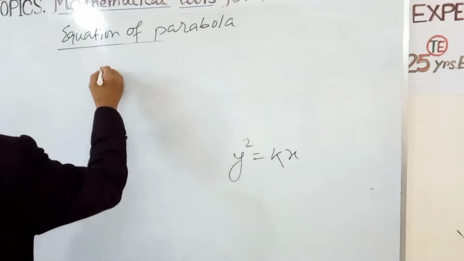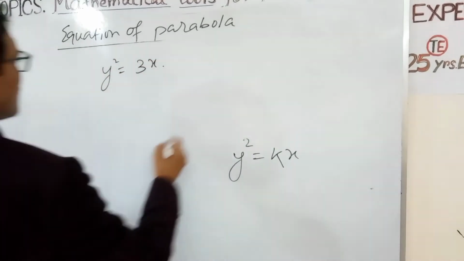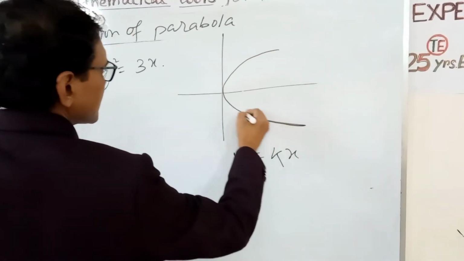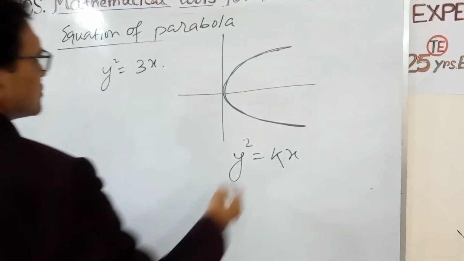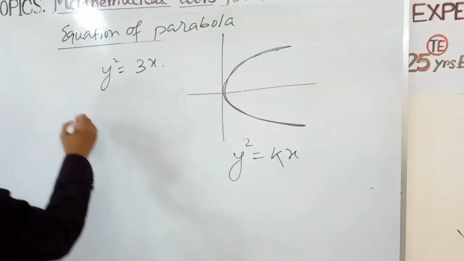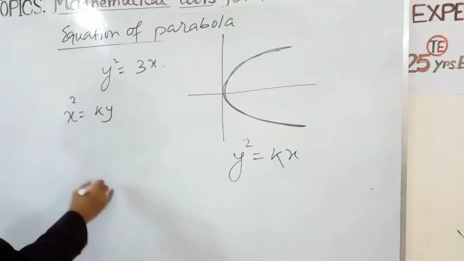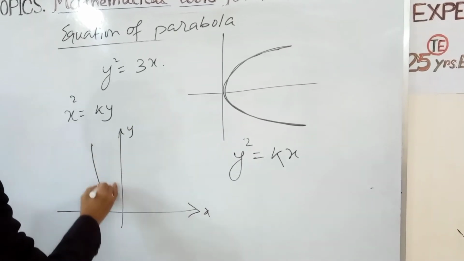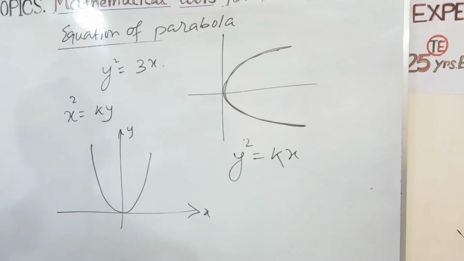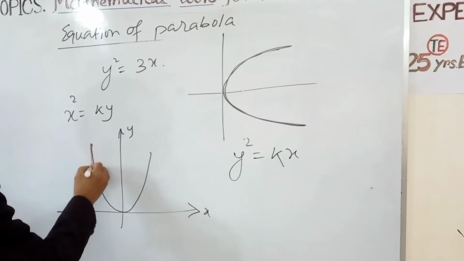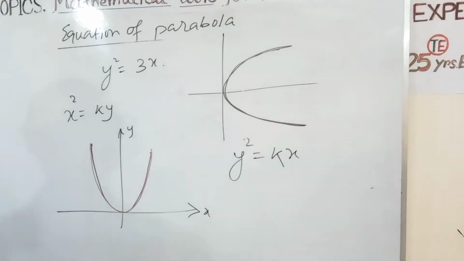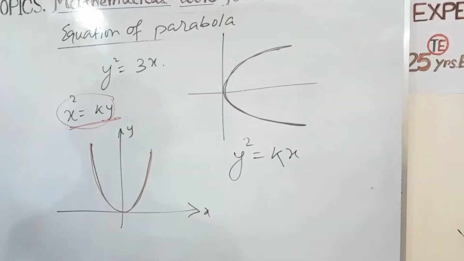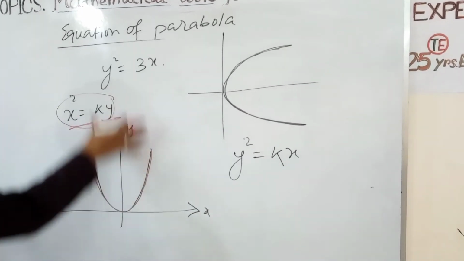Suppose y square equal to 3x, what is the path of the parabola? The figure of the parabola will be this way. This is y square equal to 3x. Now if x square equal to ky, then the figure will be this way. That is, the opening is along the positive y axis. If x square equal to ky, the opening of the parabola will be along the positive y axis.